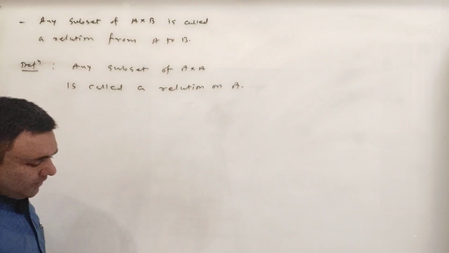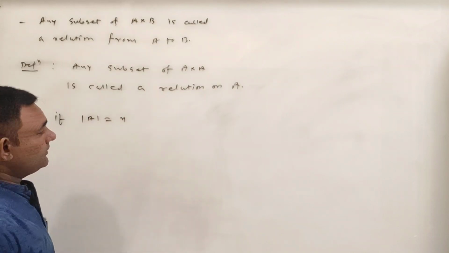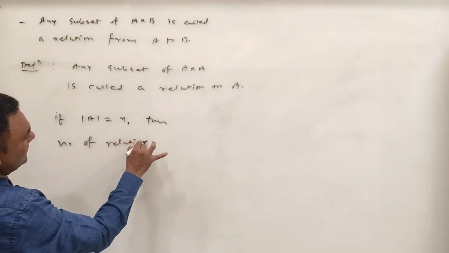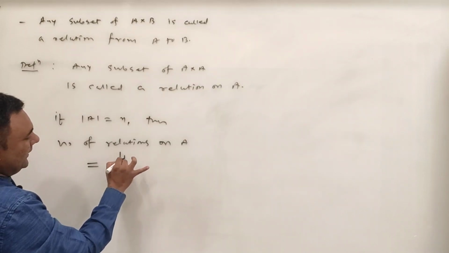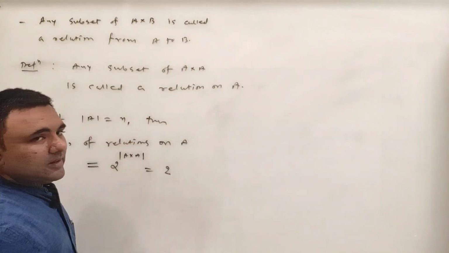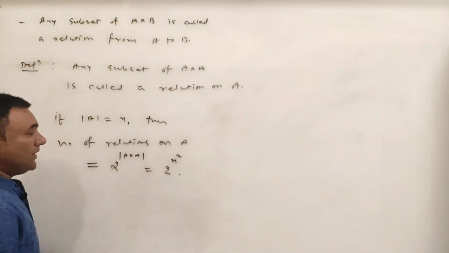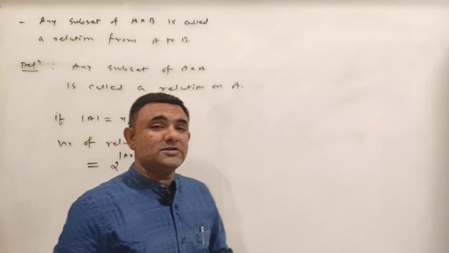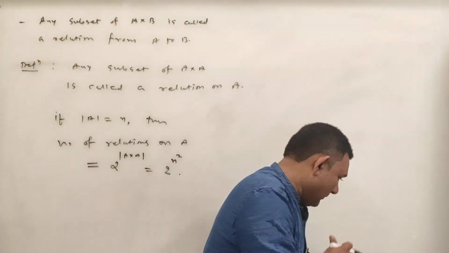Okay, so how many relations? So if cardinality of A is n, then number of relations on A is equal to what? 2 raised to cardinality of A cross A, and that is what? 2 raised to A में n एलिमेंट है तो A क्रॉस A में कितने हो गए? n स्क्वायर, n इंटू n, that is n square. So this is just a formula for the number of relations on a set A when A is a finite set having n elements. Okay.